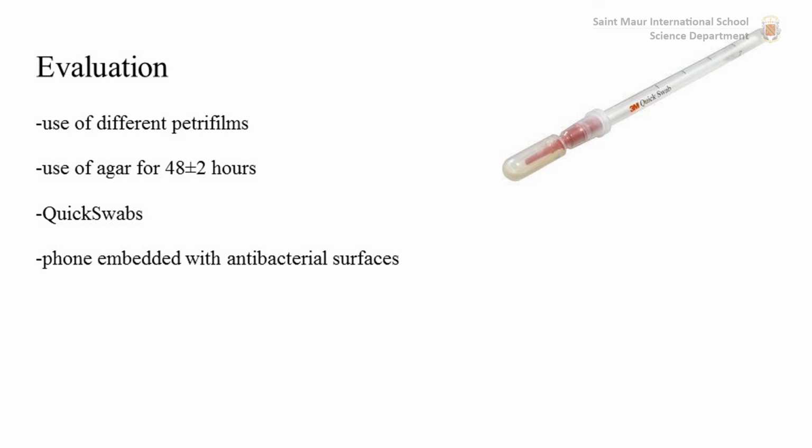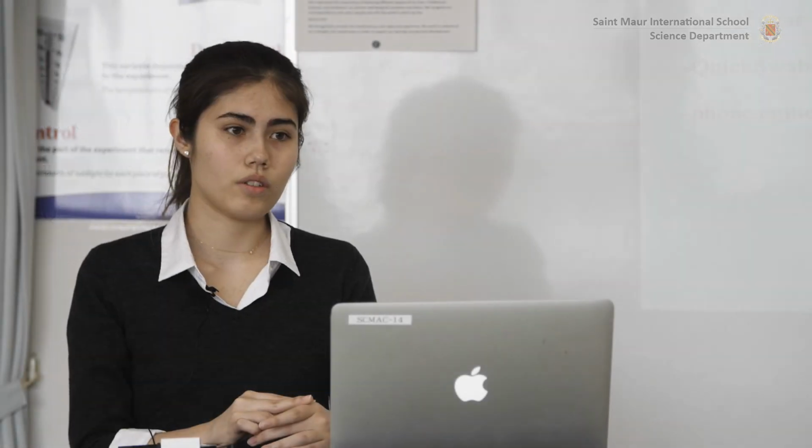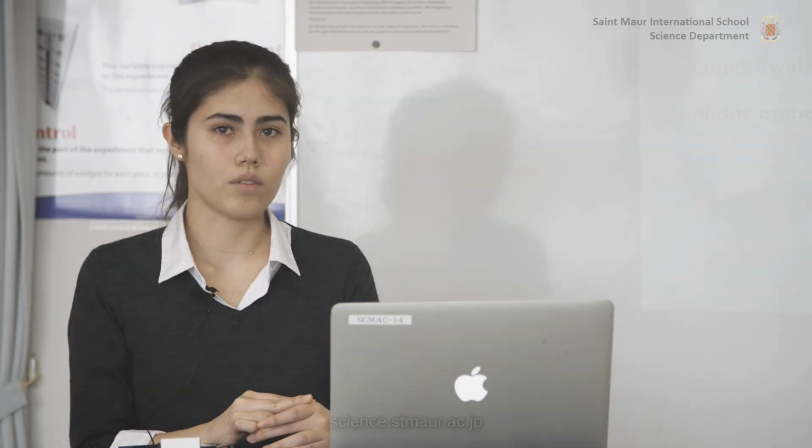A quick swab is also an alternative way to investigate environmental samples. And also, for future experiments, foam embedded with antibacterial surfaces could be used in order to investigate their growth and the survival of the bacteria.